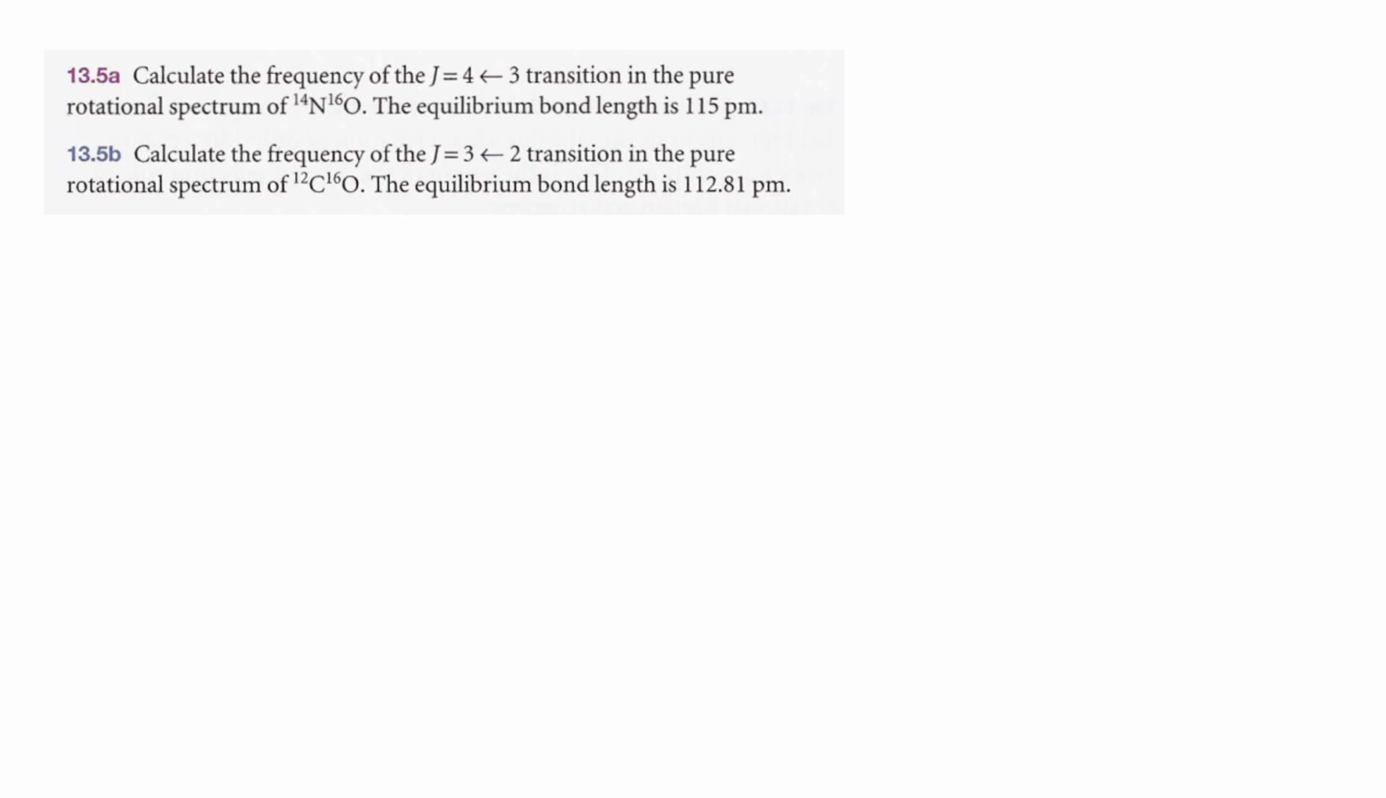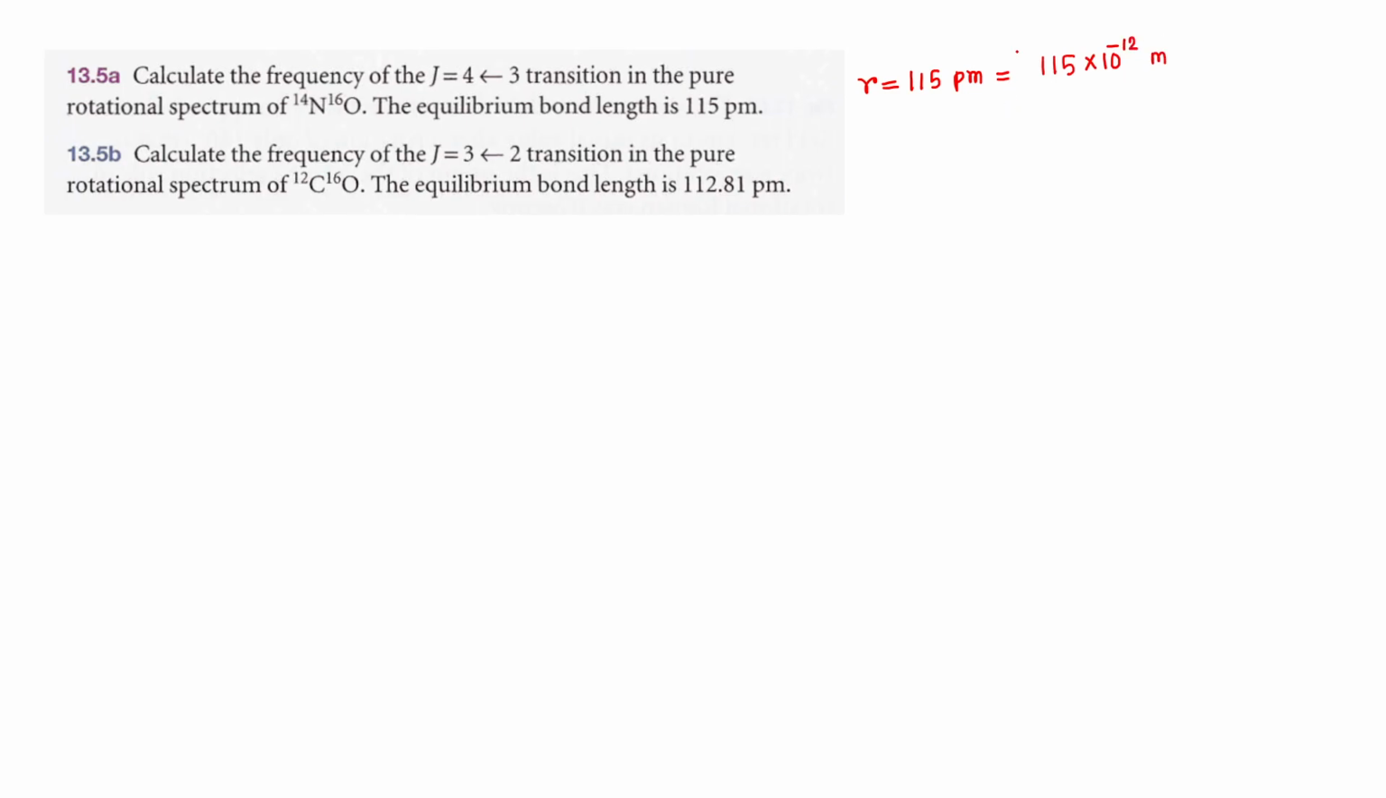Nitric oxide, right? So these particular isotopes are there, 14N and 16O. So just see how to do it. What are the things we'll require? The equilibrium bond length is given, which is R, that is 115 picometer, which is 115 into 10 to the power minus 12 meter.